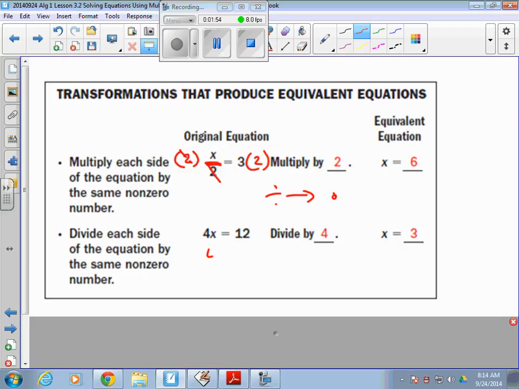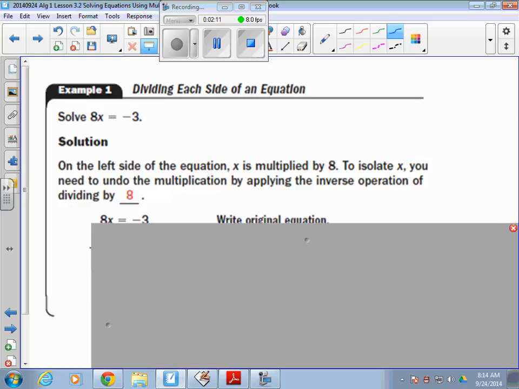The other one is dividing each side by the same non-zero number. This says 4 times x is equal to 12. That's what it means when two things are right next to each other. Cancel out 4 times something by dividing by 4 to get x. If you divide the left, do the same to the right. You always do the same operation on both sides, and 12 divided by 4 is 3.